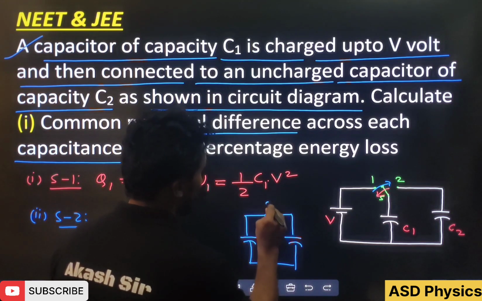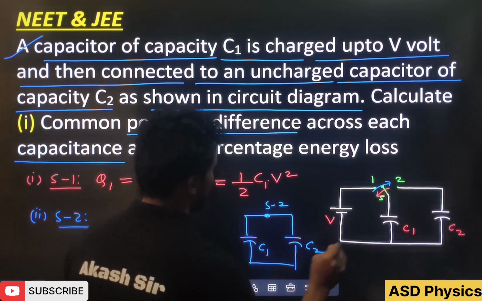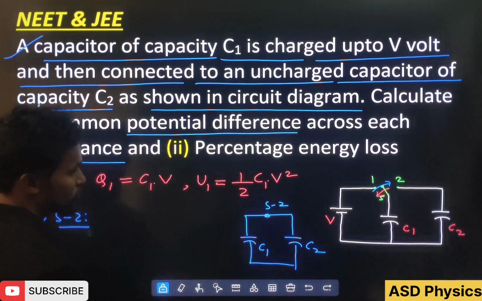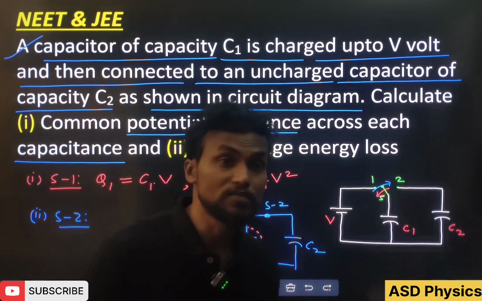Now, because here S and 2 came in contact, here what is there? Capacitance C1 here, C2 here. And what is happening here, students? Before itself a charge is there. So what will happen? Redistribution of charge will take place.